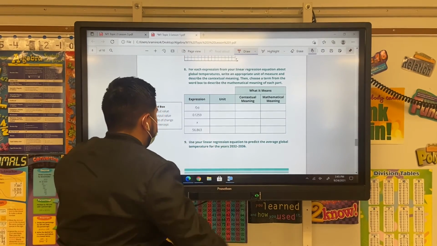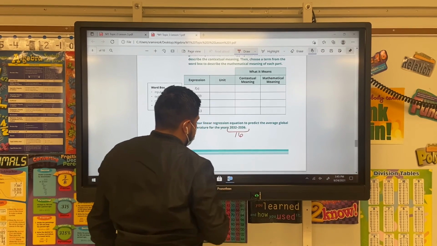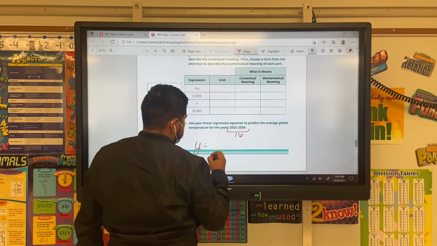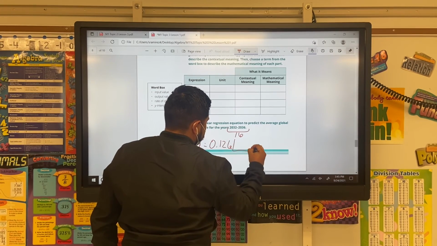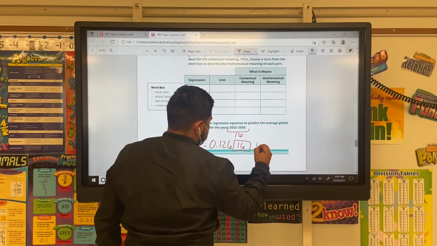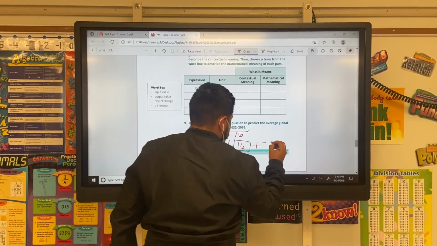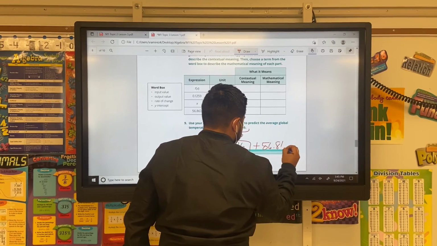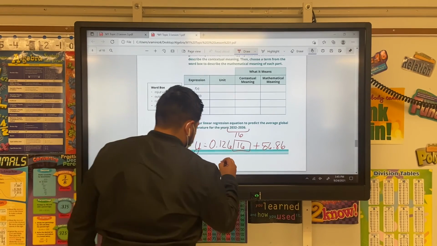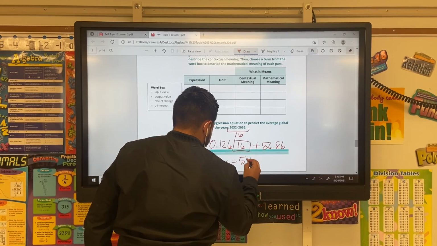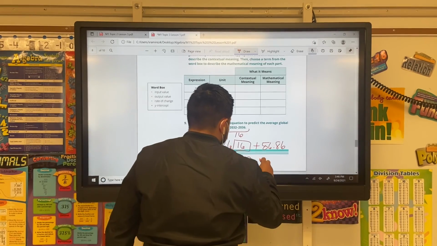And right here, if you finish, if you keep doing the table, this is number 16 on the span. So you take y equals 0.126, box it up, 16 goes in here, plus 56.86. Put it in the calculator and you get your answer, which should be y equals 58.94 or something around there.